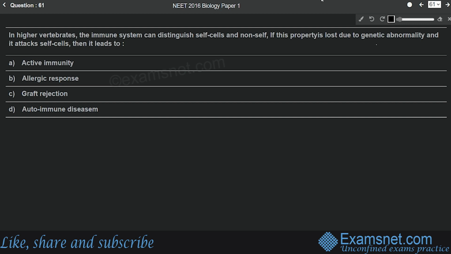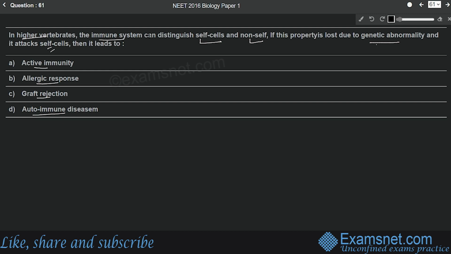Question number 61 is from the chapter Human Health and Disease, and the question is in higher vertebrates the immune system can distinguish self cells and non-self. If this property is lost due to genetic abnormality and it attacks self cells, then it leads to. Options are active immunity, allergic response, graft rejection, and autoimmune diseases.